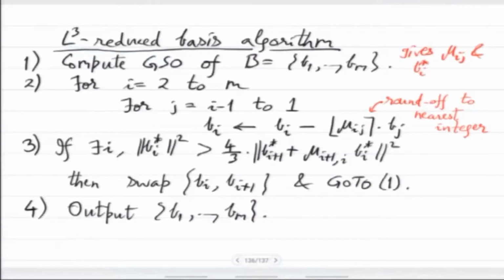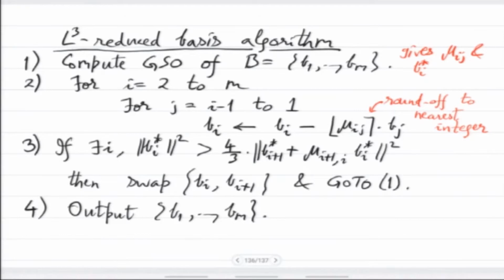So last time we wrote this algorithm, which is the LLL reduced basis algorithm. What it does is that B1 to Bm are the linearly independent vectors that span a given lattice. Your goal is to find an approximation to a shortest vector in the lattice generated by these vectors B1 to Bm. So first, in step 1, you compute the Gram-Schmidt orthogonalization of B.